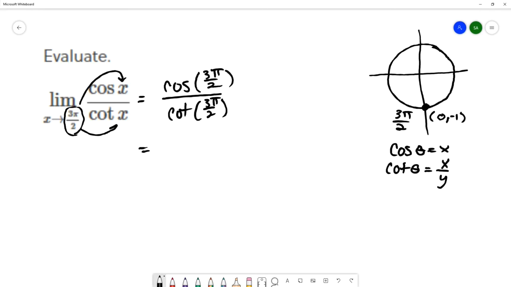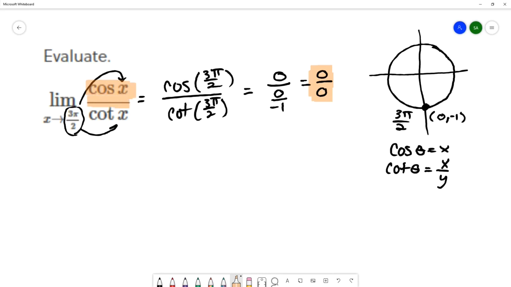So for cosine of 3 pi over 2, I'm going to use the x coordinate. The x coordinate is 0. And for cotangent, we'll do the x coordinate of 0 over the y coordinate. So 0 over negative 1 is 0, and we get an indeterminate form of 0 over 0. Division by 0 is undefined, so we didn't get an answer, but the fact that we got 0 over 0 indicates that we can do some simplification.